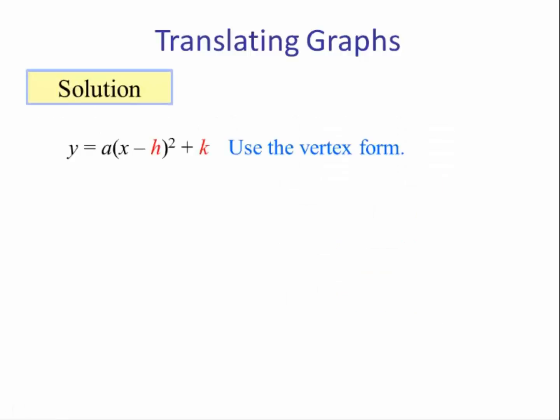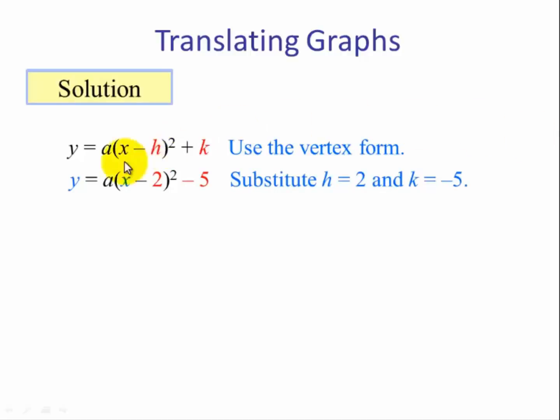Solution. So we're going to use the vertex form. We know h and k. H is a positive 2 and k is a negative 5, and we got that from the vertex. Now the only thing that we need to find is the value of a, and we're going to use that point, 0, negative 3. X is 0, y is negative 3, so we plug in negative 3 for y, and we plug in 0 for x. Now we follow the order of operations.